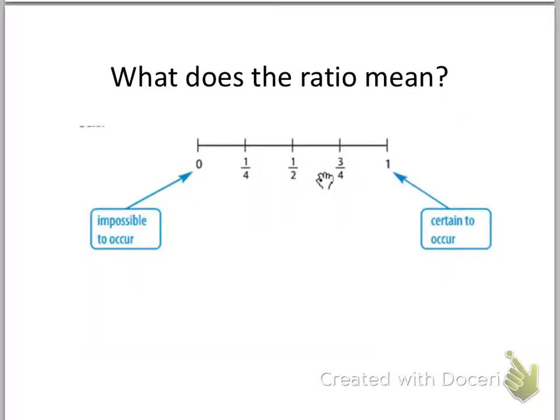So something really important to keep in mind is that ratio and what it means. We just looked at an example of this in the previous photo, but 0 is impossible and 1 is certain. The closer to 0, the more unlikely. The closer to 1, the more likely.